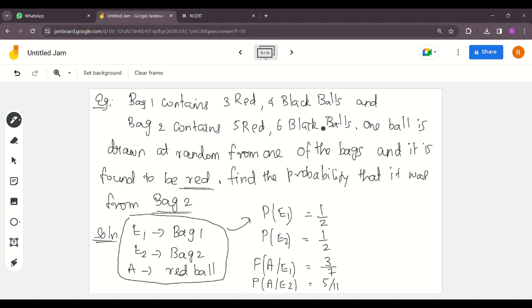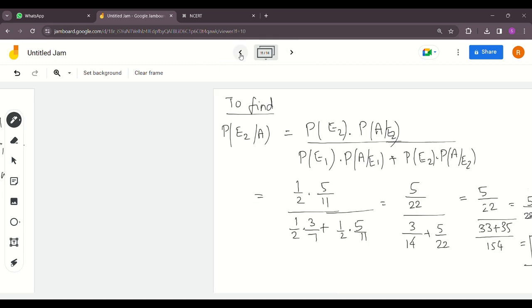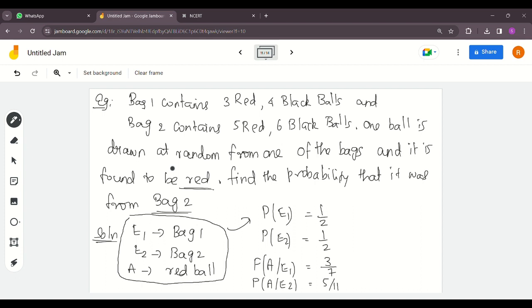So now what we need to find? You need to find the probability that it is red and also that it is chosen from bag 2. That is, you need to find the probability of E2 bar A. Why? What is E2? It is chosen from bag 2, and they have already given you the condition that it is red. So it is the probability of E2 bar A.